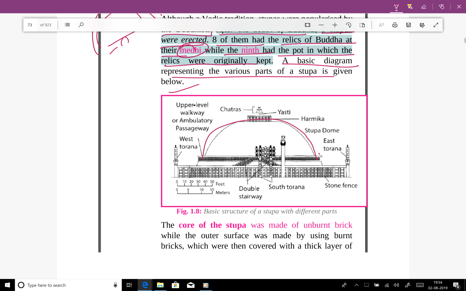A basic diagram representing the various parts of the stupa. See, this is the stupa, and there are several parts. We can see this is the Torana, the gateway, west Torana and east Torana. This is, I guess, the ambulatory passageway, and this is the Harmika, Yasti, chakras on the top, and the double stairway. These two are the stairways. This is another gate, and this is the pillar with an animal motif on top of it.